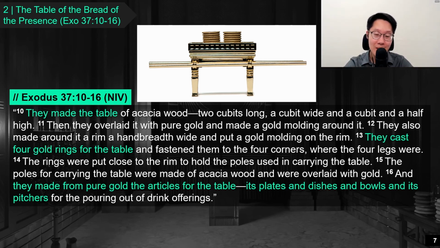will see later on. And in verse 10, even though the word used was "they," it's actually referring to Bezalel himself. So the table was also made with acacia wood and covered with gold, and it has four rings attached to the table. On the other hand, the other items on the table were made purely from gold, like plates, dishes, bowls, and pitchers.